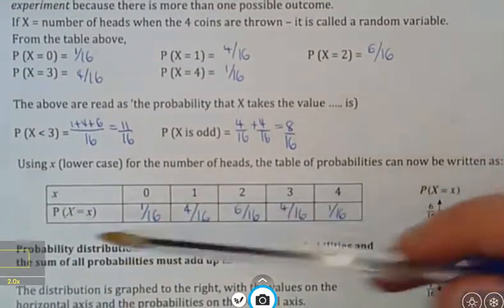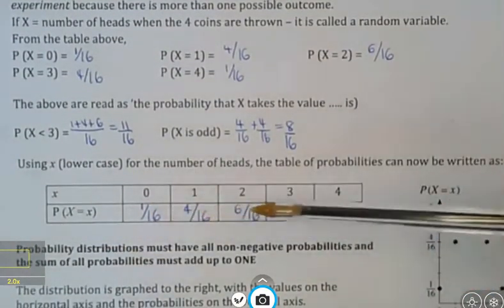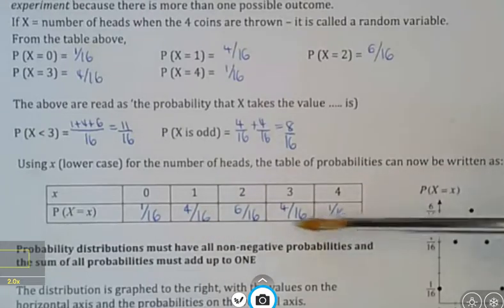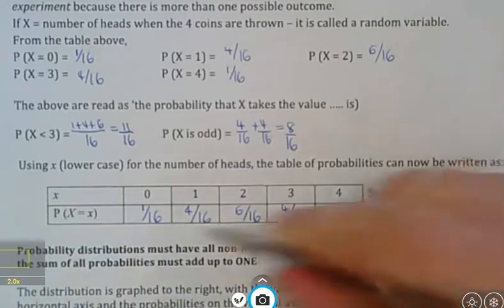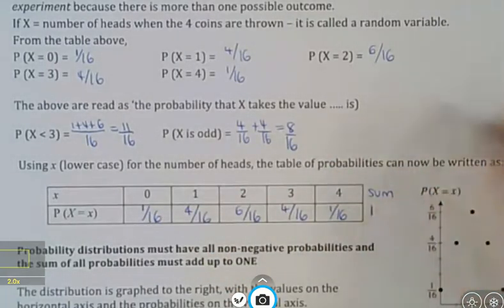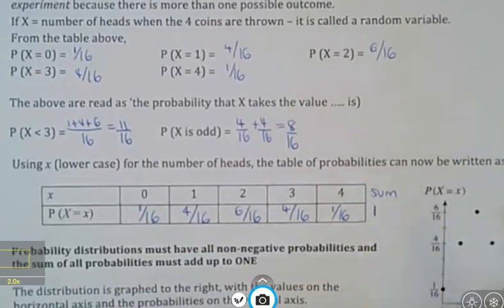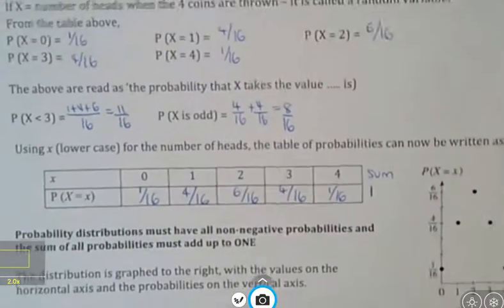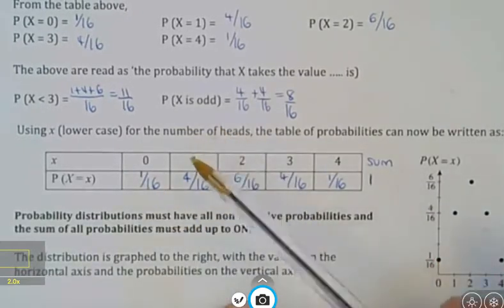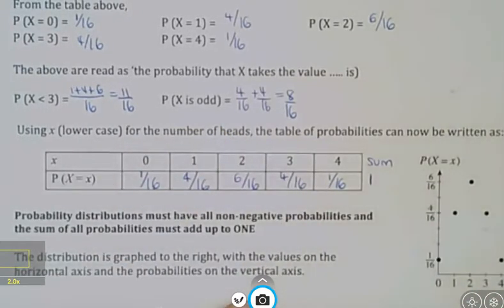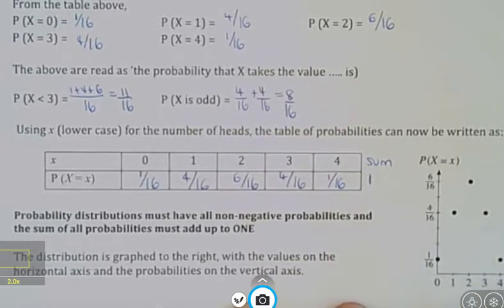Notice that in a probability distribution, these must be non-negative. They're all positive. And the sum of all the probabilities has to add up to 1. If I add them all up, I get 16 on 16, which is 1. So you can draw up a probability distribution table, but you could also graph it with your outcomes on the horizontal axis and your probabilities on the vertical axis.